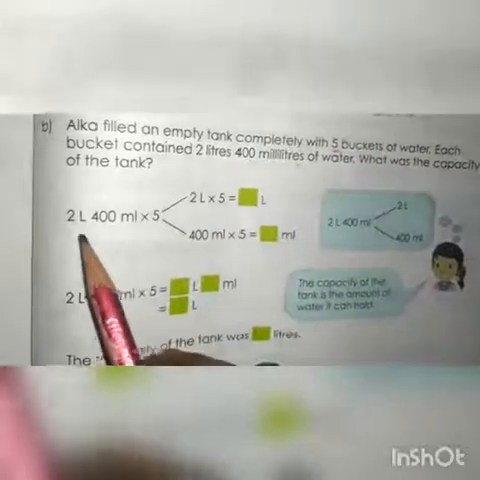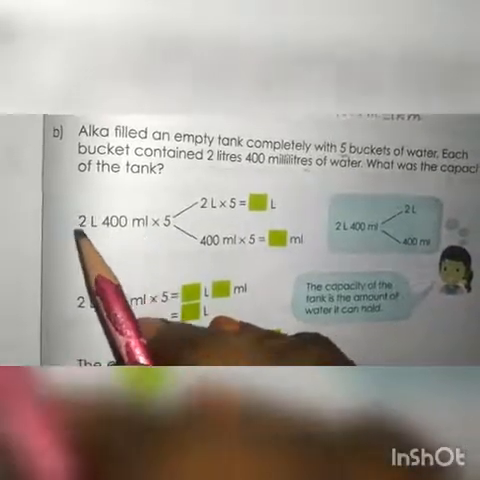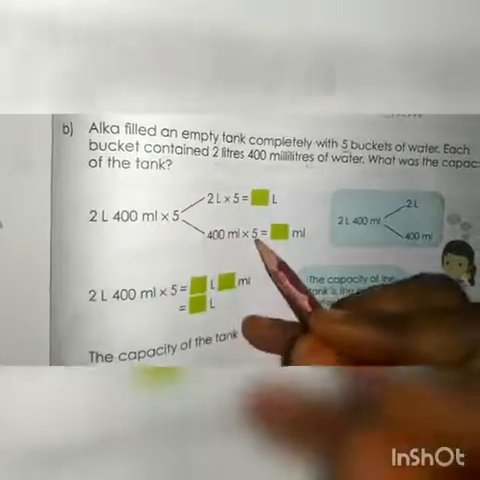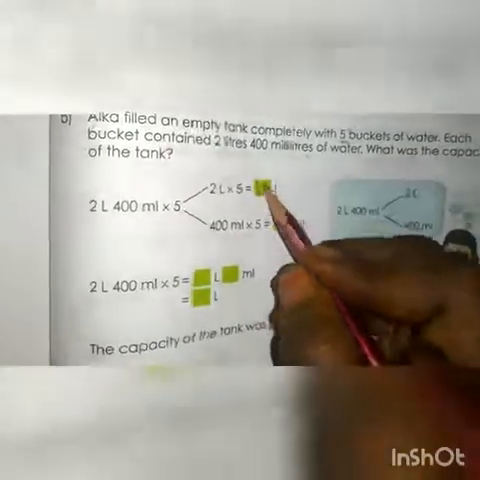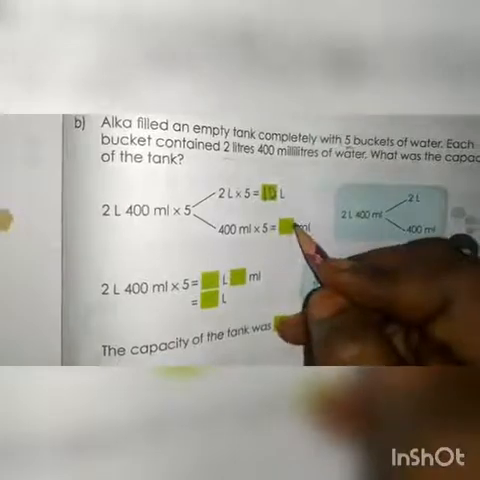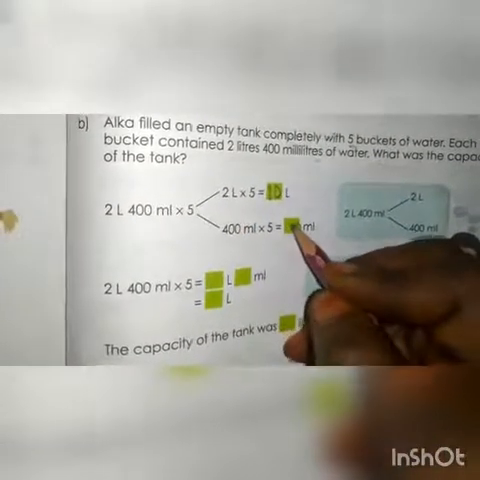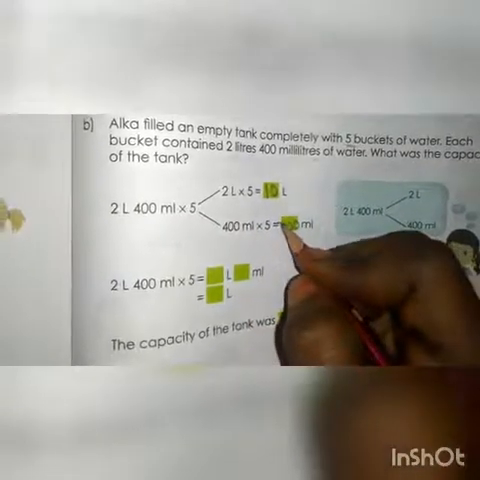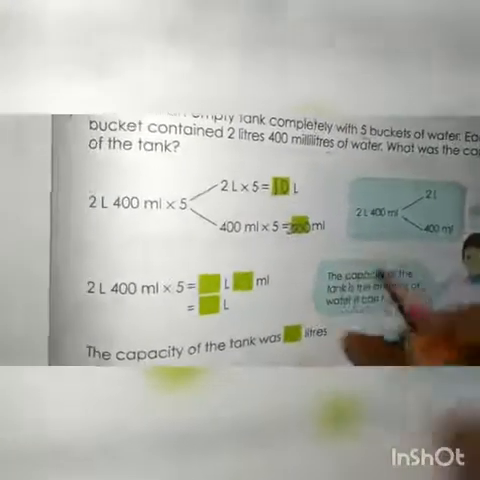We have to multiply it. So we have to multiply separately as we have done earlier. 2 liter into 5, then 400 milliliter into 5 separately. So 5 2s are 10. So we got 10 liter. Here 5 zeros are 0. 5 zeros are 0. 5 4s are 20. So we got 2000 milliliter.